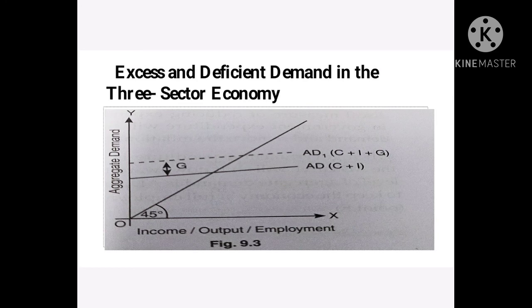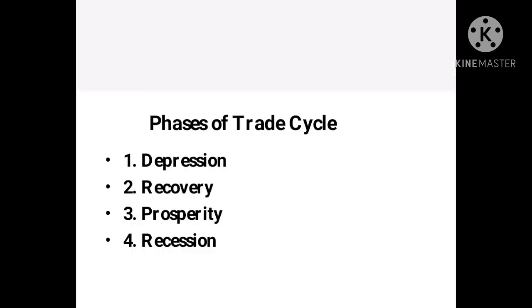Okay students, now the next is phases of trade cycle. A trade cycle refers to fluctuations in economic activities, especially in employment, output and income, prices, profits, etc. It has been defined differently by different economists. According to Mitchell, business cycles are fluctuations in the economic activities of organized communities.